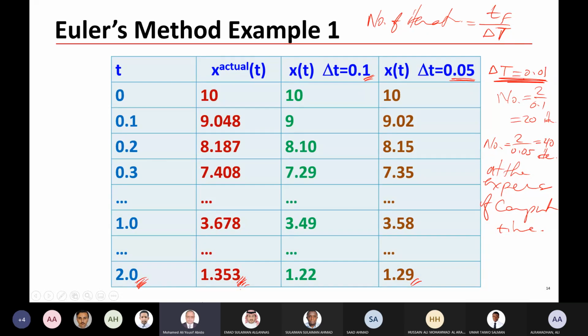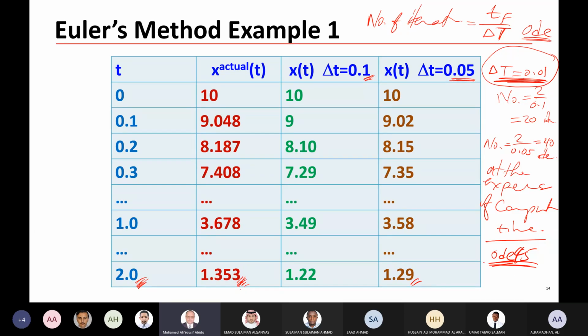Actually, in MATLAB, it uses some kind of adaptive delta t. In MATLAB, you have the ODE functions, ODE34 or ODE45. So these are the functions in MATLAB to solve ordinary differential equations, ODE45 for example. These functions use an adaptive delta t.